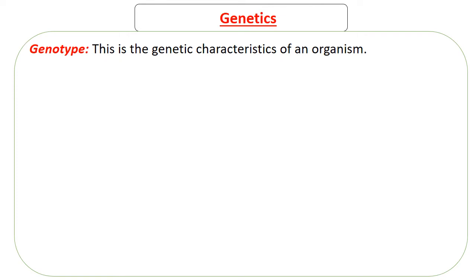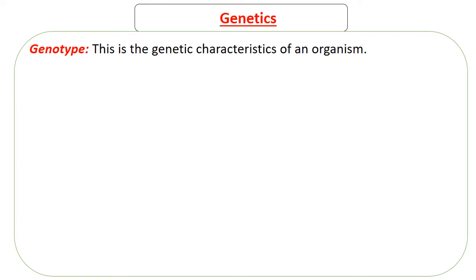Next, we look at a term called genotype. Genotype is the genetic characteristics of an organism. An organism has two types of characteristics. The first is genotype. Genotype is how genes are combined to produce a certain characteristic. For example, your height depends on how the gene for tallness and the gene for shortness were combined to give that height. Sometimes a person is tall but inside them they are short.